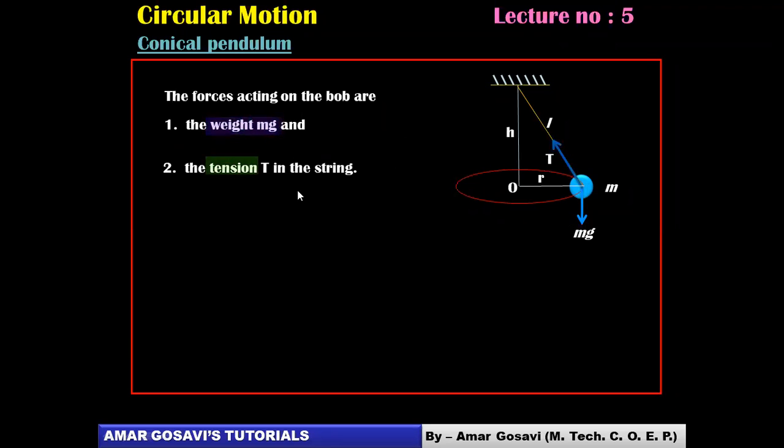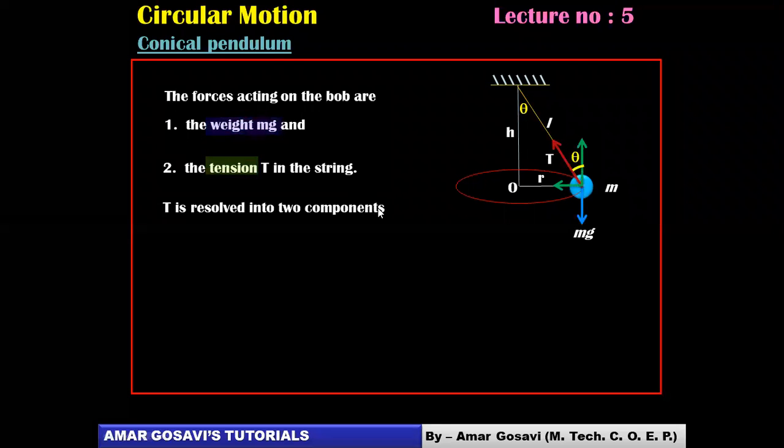Okay. And the second force will be the tension in the string. You can see this arrow is showing you the tension in the string, which is denoted by capital T over here. Okay. You can resolve T into two components, but then for that, say if theta is the angle at the point of suspension, we will call it the semi-vertex angle.